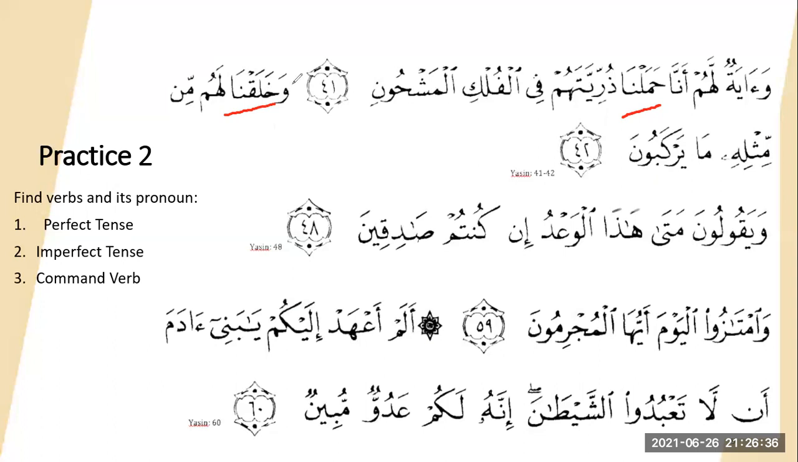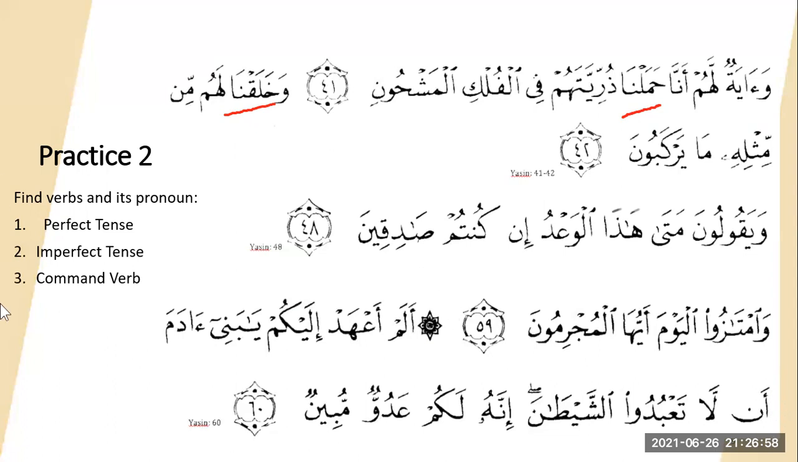Khalaqtu, I have created. Khalaqta, you have created. Khalaqna, we have created. Okay, that's the fi'il madhi. Then next one, any more verb after that? We have mislihi ma yarkabun.